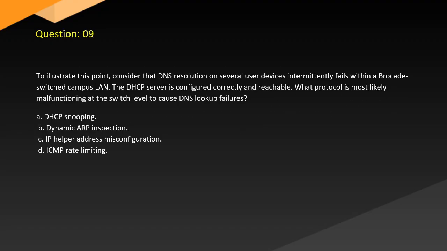Question 9. To illustrate this point, consider that DNS resolution on several user devices intermittently fails within a Brocade switch campus LAN. The DNS server is configured correctly and reachable. What protocol is most likely malfunctioning at the switch level to cause DNS lookup failures? A. Layer 2 DHCP snooping. B. Dynamic ARP inspection. C. IP helper address misconfiguration. D. IP rate limiting.